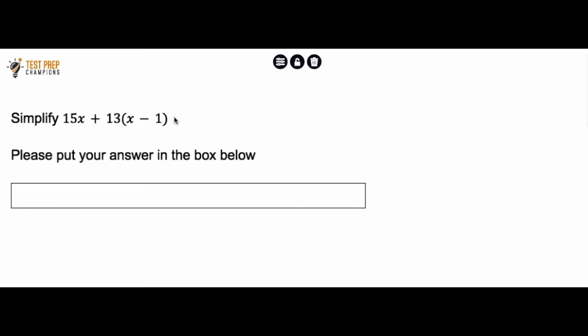Simplify 15x plus 13 times (x minus 1) in parentheses. Please put your answer in the box below. Now, I know you obviously can't literally write your answer in this box below, but just imagine you could. And let's have you pause the video, give this one a try, and then as always, we'll go over it.